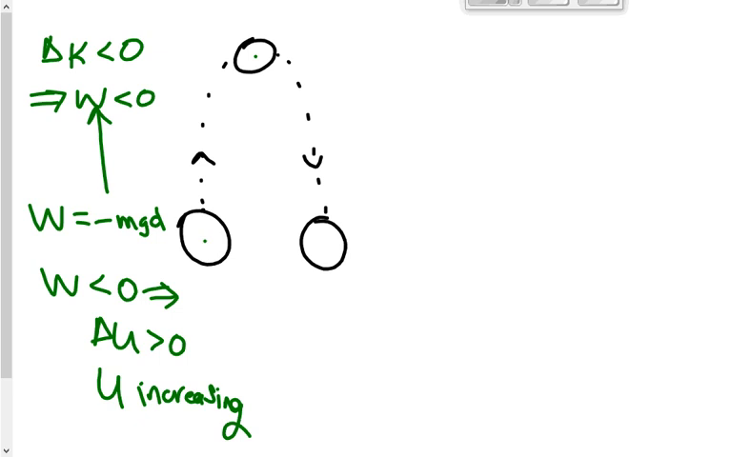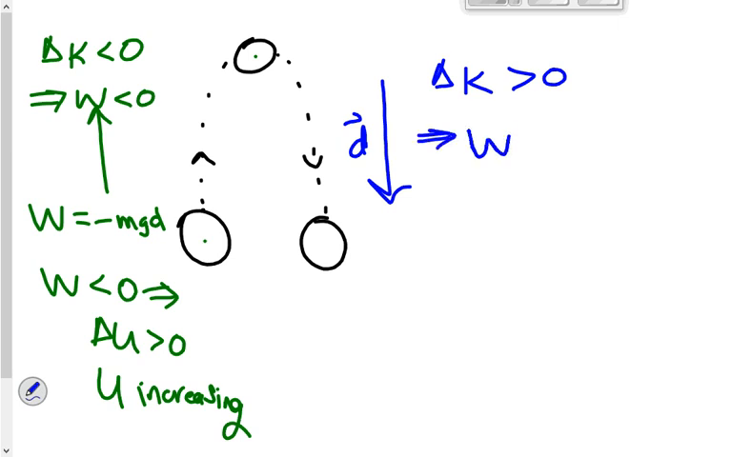Okay. So if we look at the trip down now, what's going to happen to the kinetic energy as the object falls from the top down to its original height? The kinetic energy is going to increase, so that means delta K will be bigger because K final will be bigger than K initial. What does that tell me about the work? It's going to be greater than 0.